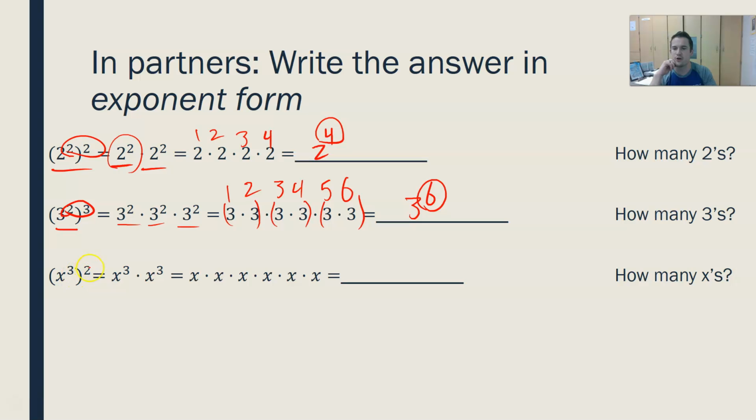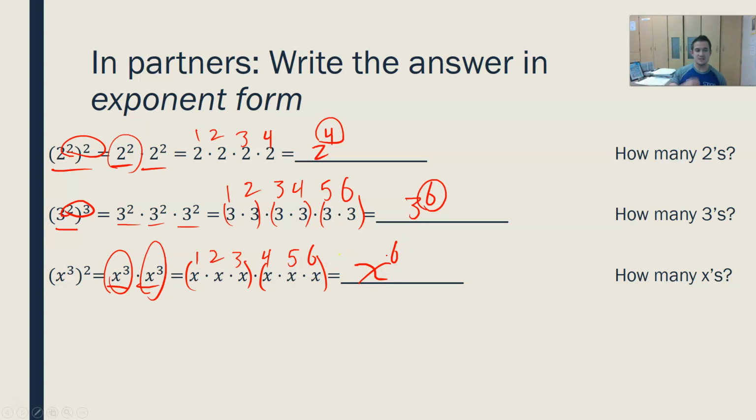X to the 3rd squared is the same as writing x to the 3rd multiplied by itself 2 times. And each of these x to the 3rds can be written as x multiplied by itself 3 times. So I have x times x times x times x times x times x, for a total of how many x's? 6 of them. So x to the 3rd to the 2nd, or x to the 3rd squared, I can write as x to the 6th. Again, notice what I did with these 2 exponents to get to my final answer exponent.